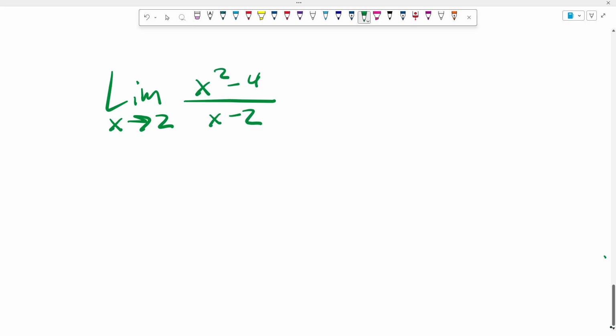So this is the same function, but now we're approaching as x goes to 2. Again, on the side, we always try direct substitution. 2 squared minus 4 over 2 minus 2, and we get 0 divided by 0. What is 0 divided by 0? It's not a number.